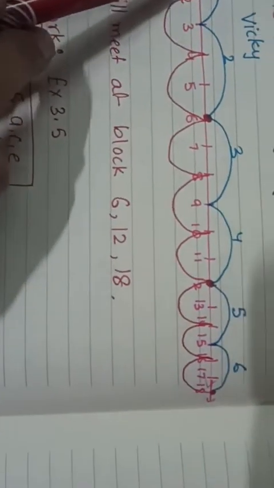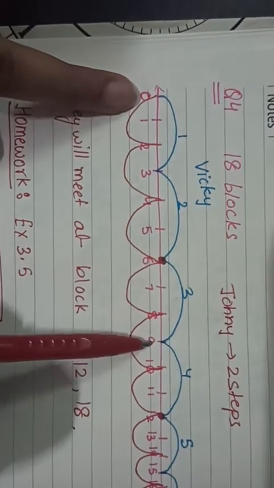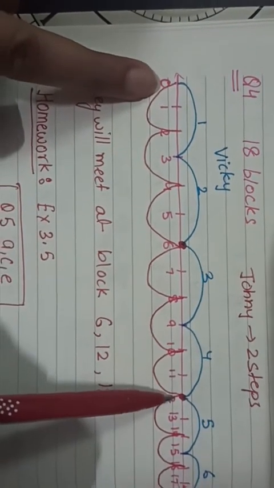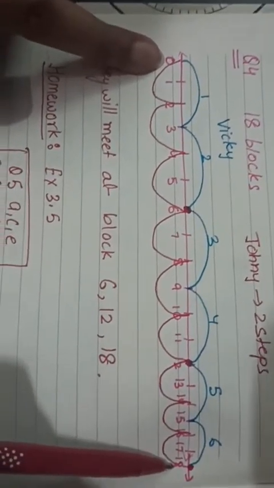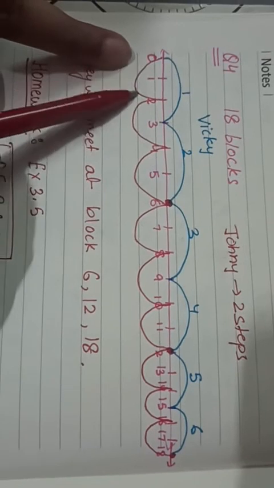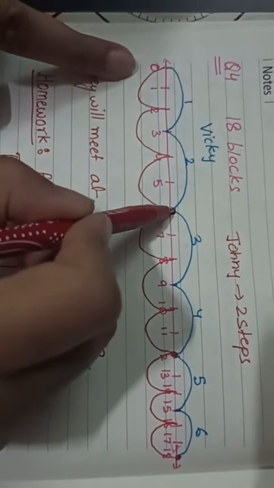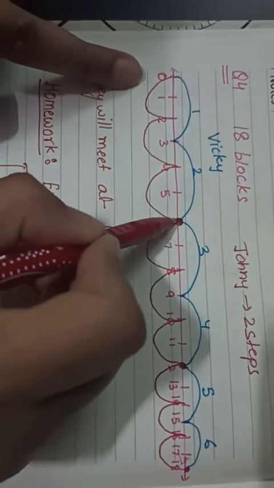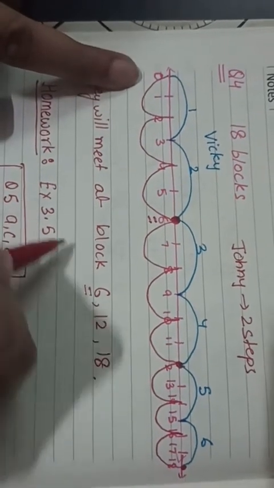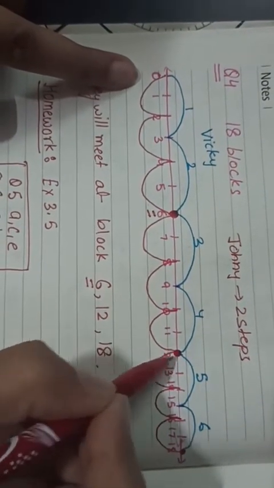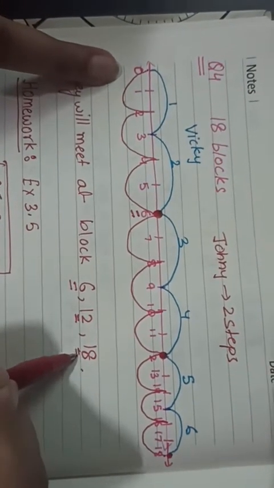So first we drew it for Vicky. So 3 2s are 6. Then again 3, he reached 9. 3 4s are 12. 3 5s are 15. 3 6s are 18. Then we did it for Johnny. 2 2s are 4. 2 3s are 6. Now you look here, this blue ink and red ink are cutting each other over here. That means the first block where they meet is 6. Similarly, the second block where they meet is 12. The third block where they meet is 18.